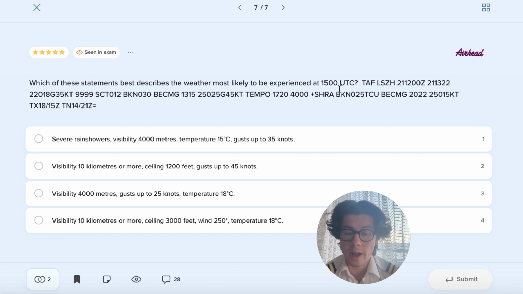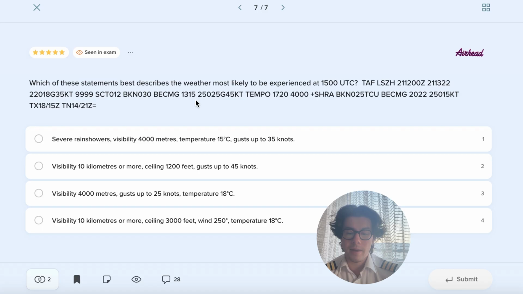And for the last question that we have for today, we just need to read a terminal aerodrome forecast message and say which weather is most likely to be experienced at 15 UTC. So we have the TAF for this particular airport issued on the 21st at 12 Zulu. Then we can read what exactly is happening there between 13 and 22 Zulu of the same day. So basically, it's a TAF for 9 hours. Between 13 and 22, on the 21st day of the month, the wind is 220 degrees at 18 knots, gusting 35. Visibility is 10,000 with scattered clouds and broken clouds at 3,000.